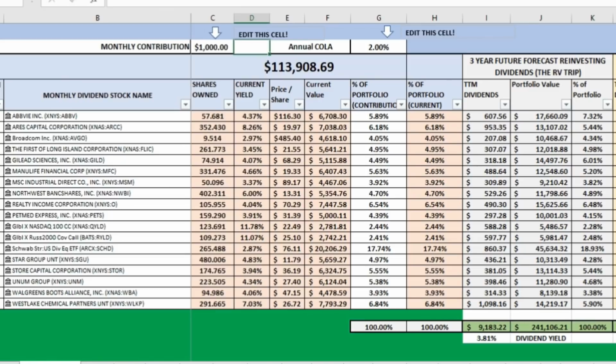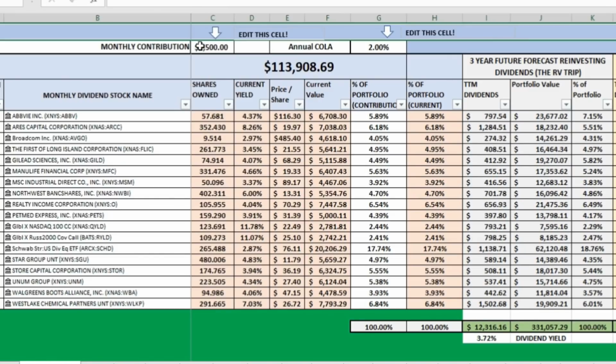So let's say that I'm able to contribute $2,500. Again, this is a short-term sacrifice to meet our goals. So now we're up to $12,000, and the portfolio is worth $331,000. Let's see if we can adjust our holdings here.